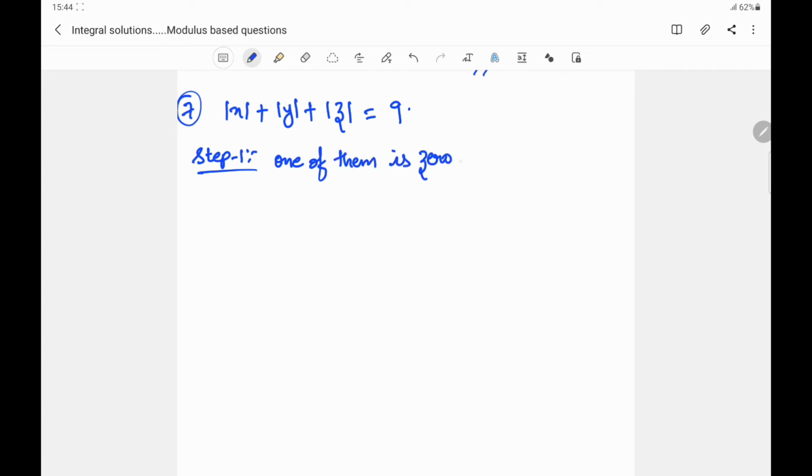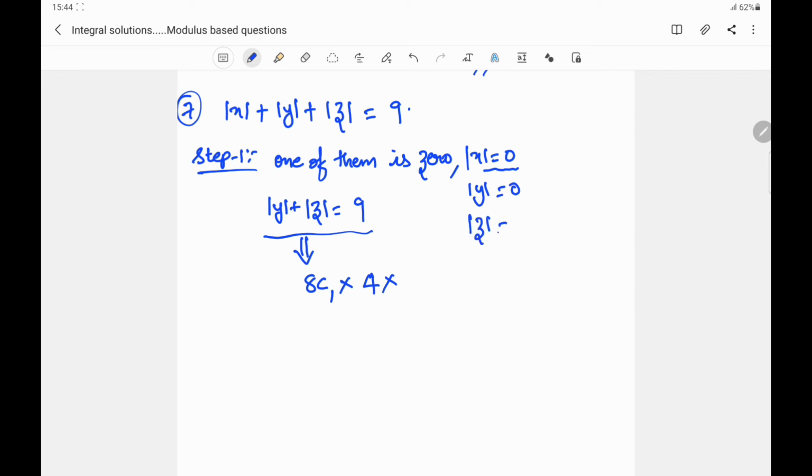Assume that modulus of x is 0 here, and the other two are non-zero. So this becomes modulus of y plus modulus of z is equal to 9. We have solved it earlier. This will become 8c1 into 4. Since we have taken modulus of x equal to 0, there are 2 more cases, when modulus of y is 0 and when modulus of z is 0. We are going to get the same thing, 8c1 into 4. So we will multiply this by 3. This is step 1.